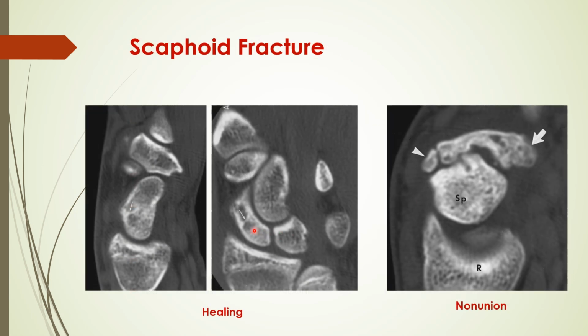Similarly, you can follow the scaphoid fractures with CT scan. You can see a healing fracture line here and here, and even in case of non-union, these things can be easily seen using a CT scan.